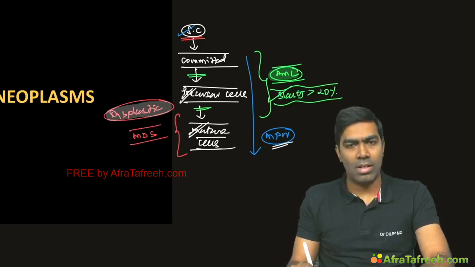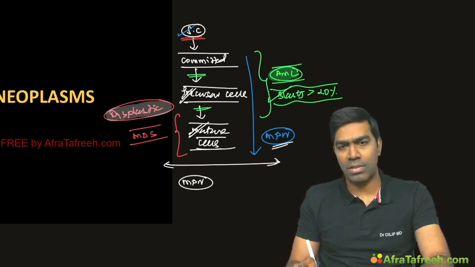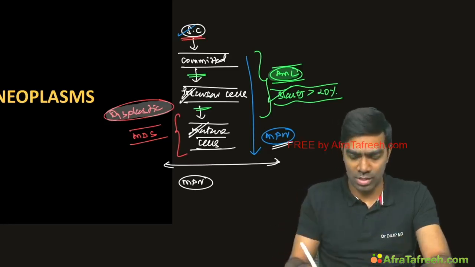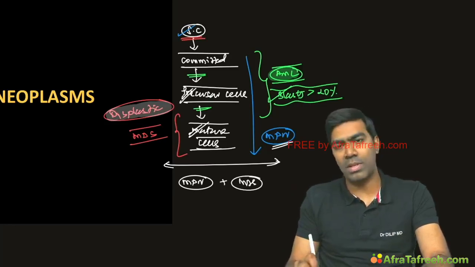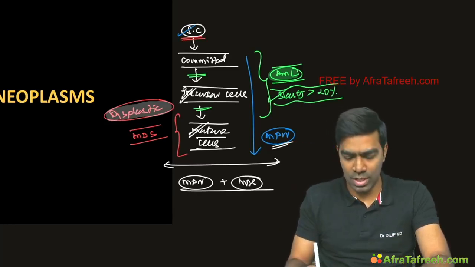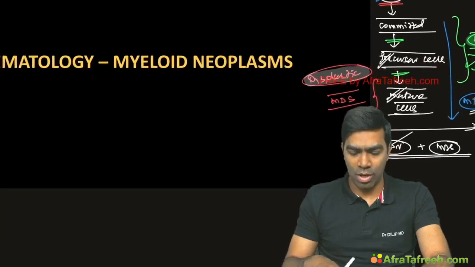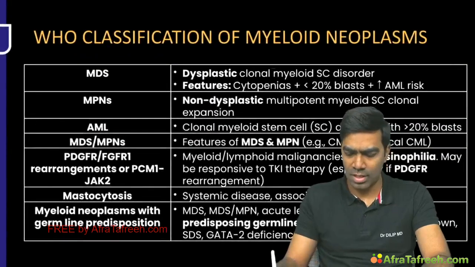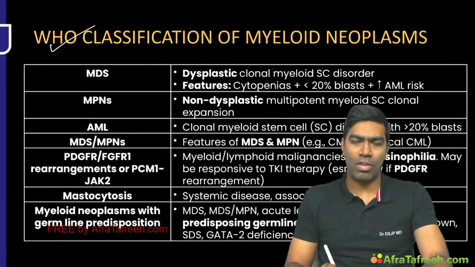And there are some patients who tend to have overlap disorders. In the sense, there will be more proliferation of these mature cells, plus at the same time the maturation will be abnormal and dysplastic as well. So this is called MPN/MDS overlap disorders. Alright, now you would have got a little bit of an idea about what these disorders are in the first place. Now it's time that we look at the WHO classification of myeloid neoplasms.